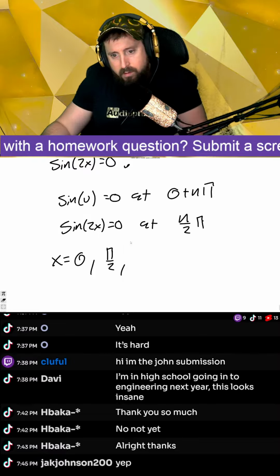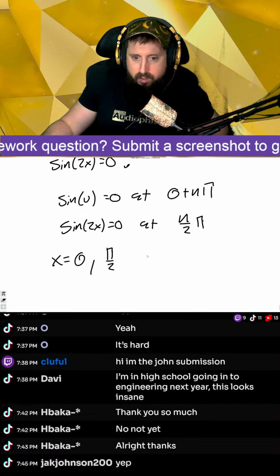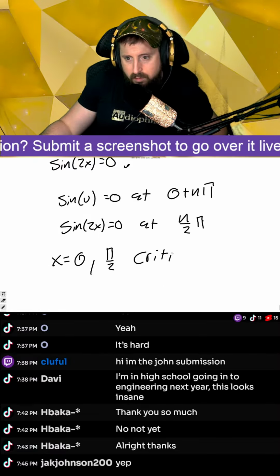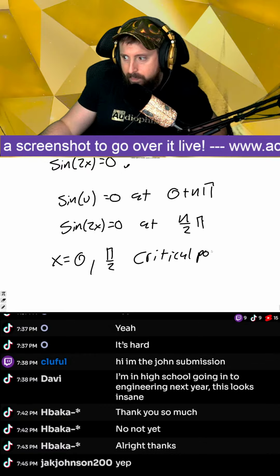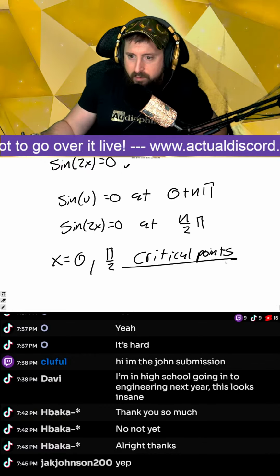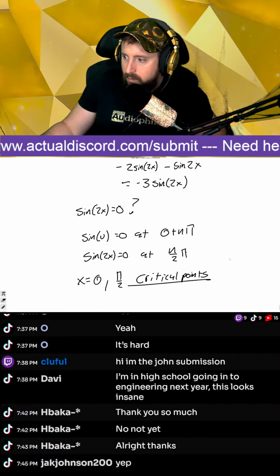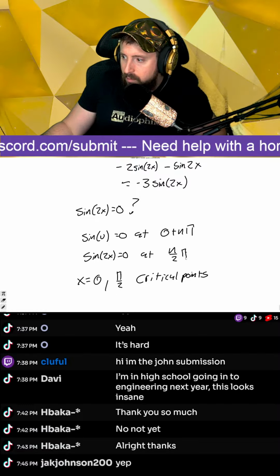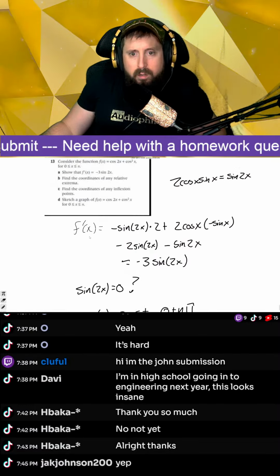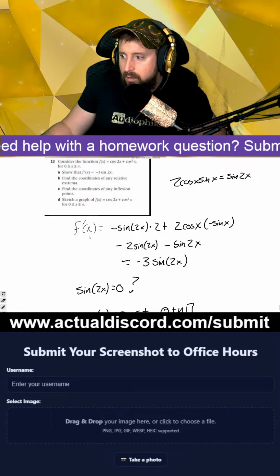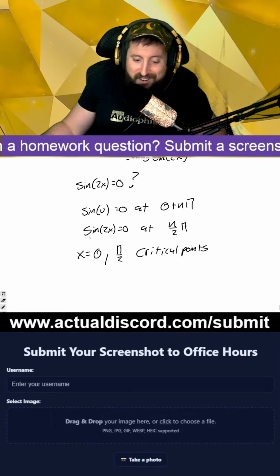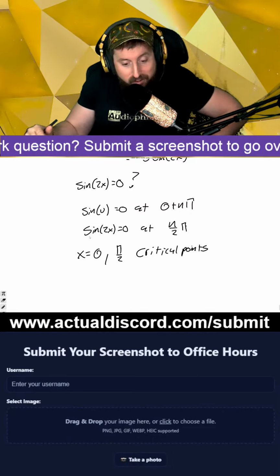So these are the critical points. Does that make sense? Critical points are where the derivative is equal to 0. You tell me if it doesn't make sense, I'll go over it. It's okay.